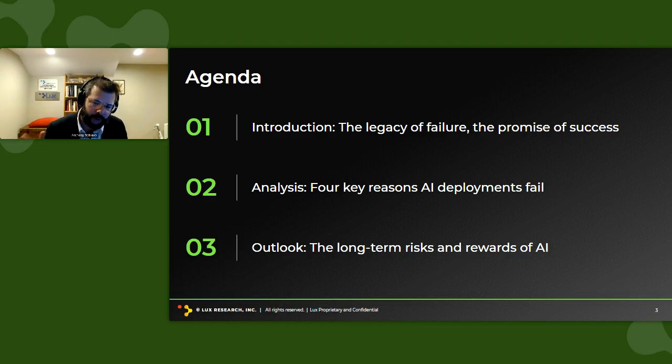Then we'll look at our 4 key reasons why AI deployments fail, and then back up a little bit, talk about the long-term rewards, but also some of the risks of AI implementation. So with that, let's get into the introduction.